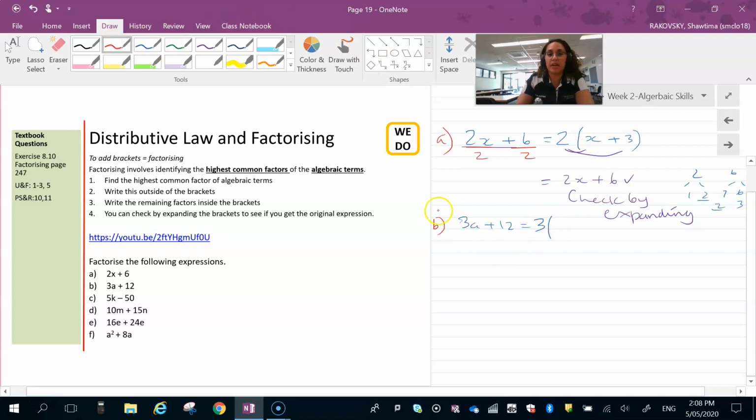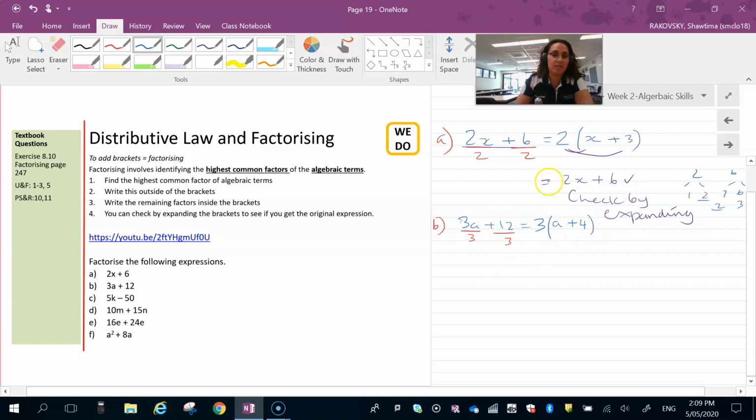3 divided by 3. Again, with this red pen, you do not need to do this. This is just me showing you how you can do it mentally as well as like the training wheels, so to speak, while you learn how to do this. 3a divided by 3 gives us a, and then 12 divided by 3 gives us 4. So the factorized form is 3 times a plus 4.